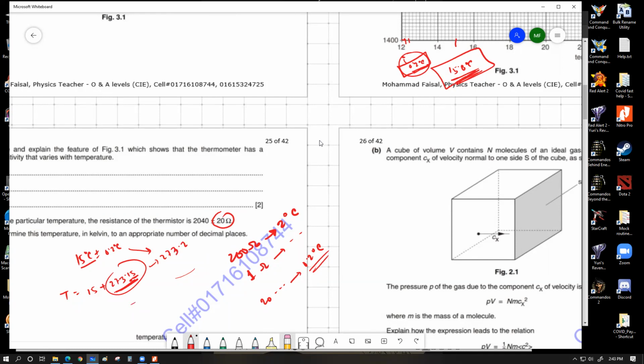And the final answer they expected to be 288.2 Kelvin. It's important that you write this whole answer, although it looks like a 4SF answer, up to the first decimal place, because the graph is covered up to the first decimal place. বুঝতে পারছি? Yes sir.